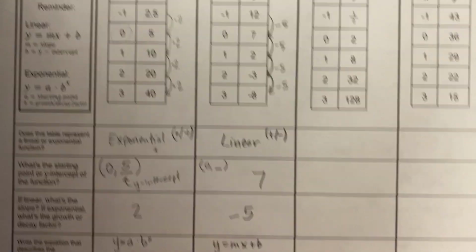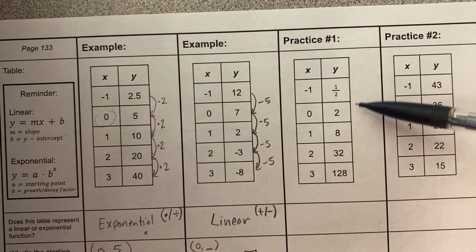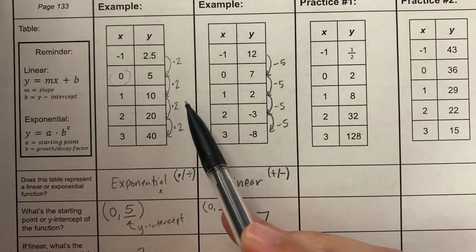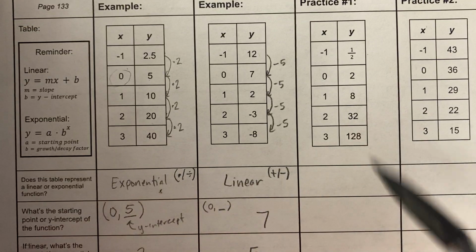All right, so it's your turn. Remember, first you find the pattern, right? Decide if it's multiplying or dividing, it's going to be exponential. If it's adding or subtracting, it's going to be linear, and then go from there.